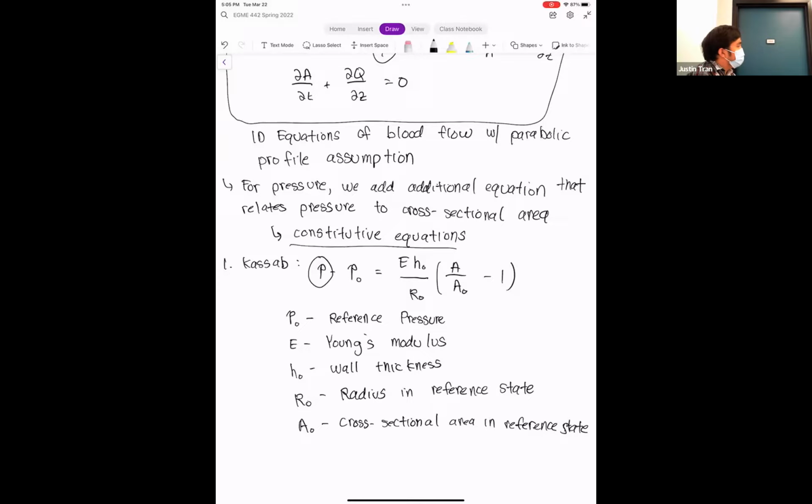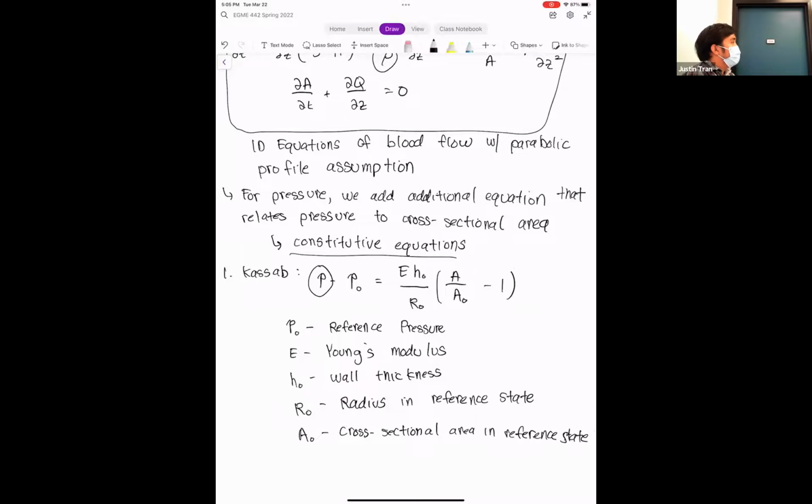So the Kasab model is one such constitutive equation that we can use to close our system, or in other words, give us something that we can solve for the pressure. All right. Any questions on any of this so far? Okay. All right, so that's one such model.